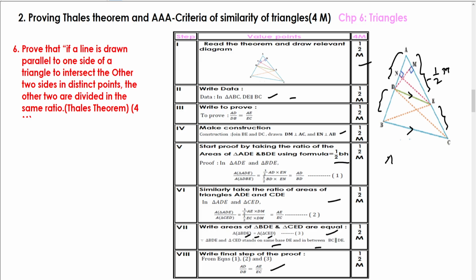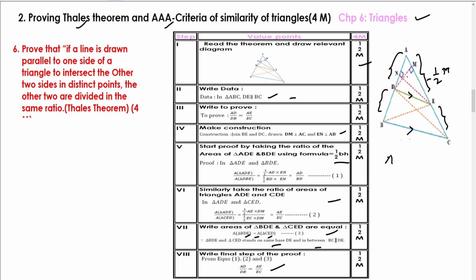Let us move on to the second set of questions. Proving Thales theorem and the AAA criteria of similarity of triangles is definitely asked. This is the problem for 4 marks. Make these two perfect, particularly those students who are poor; the board has instructed to make these 2 theorems perfect. Let us learn the theorem quickly. It will carry 4 marks.